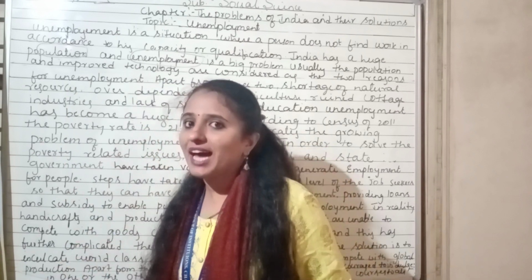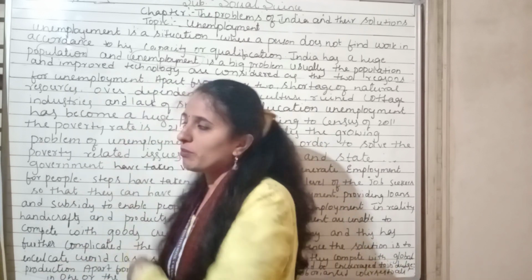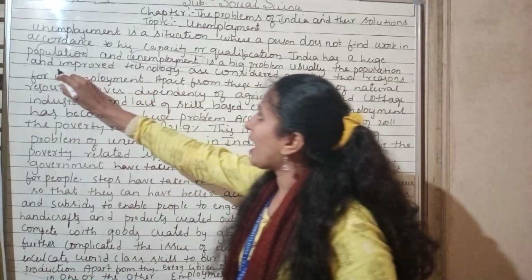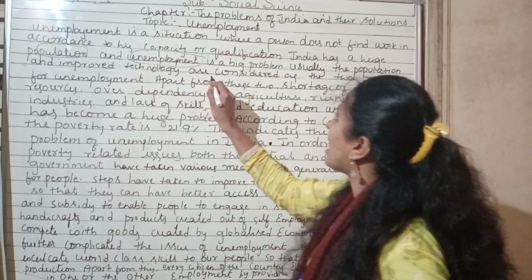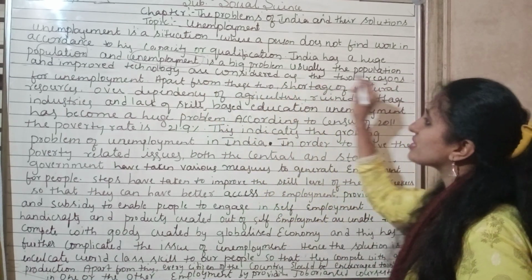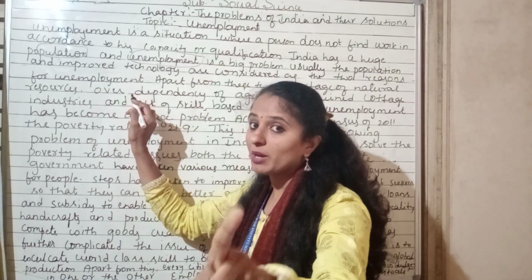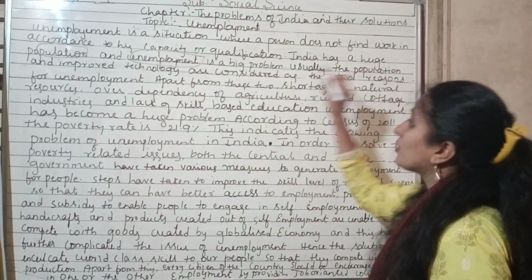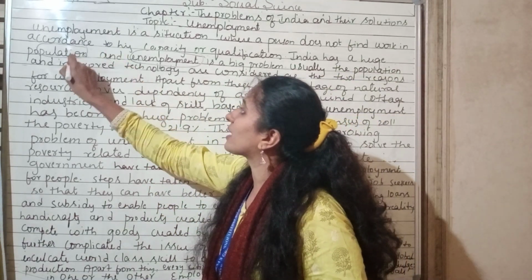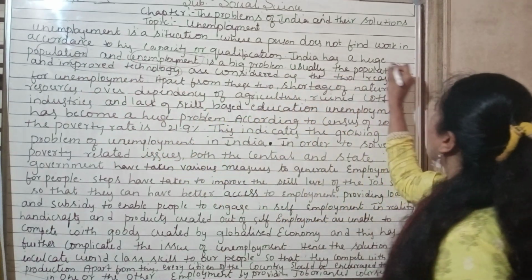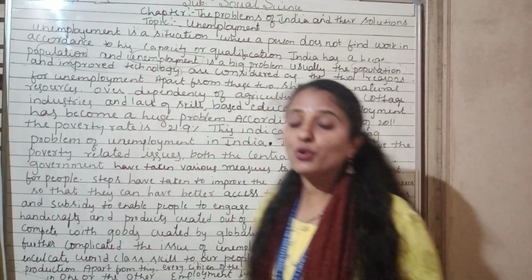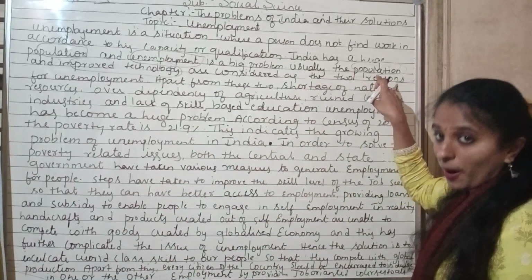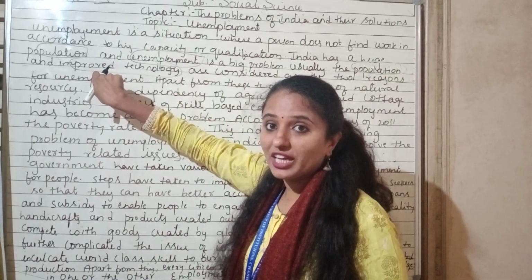Why are we facing unemployment, you will understand now one by one. Usually the population and improved technology are considered the two reasons for unemployment. Remember, children, for one word or multiple choice questions you can consider this: the population and the improved technology. The two things are there: one is population and one is improved technology.